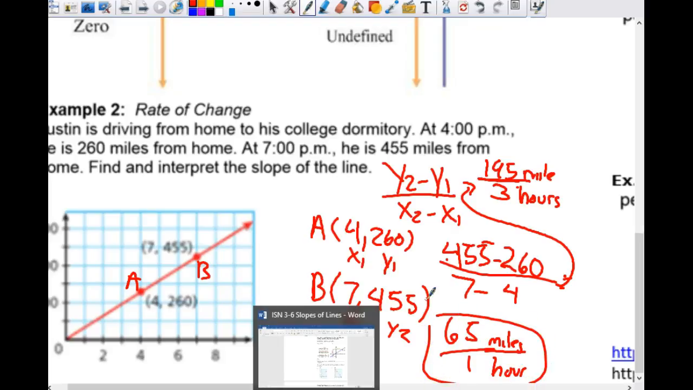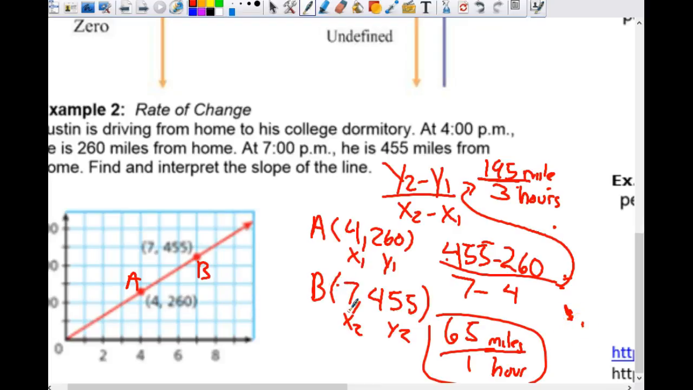Now do you see what I'm saying? Before, with no units, I'm just showing that there's 1 hour. You don't have to write it over 1 hour.